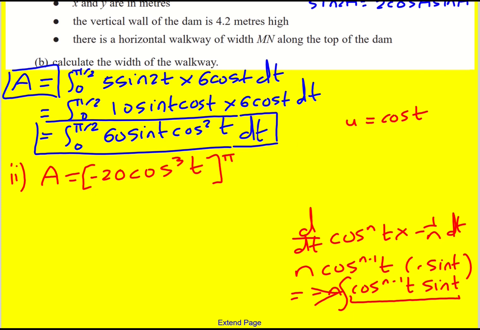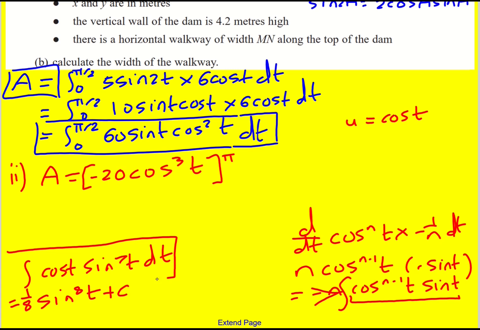Similar applies if you have sine to the power of something times cos. Let me give you a little question to do on that. What if I had cos t sine to the 7t? What would that equal? Well, we'd raise the power by 1, because when we differentiate that back, we'd get 8 sine to the 7t cos t. So I just need to then divide by 8 and put a plus c in. That's the sort of thing that you need to be able to do, or would be very useful to be able to do.